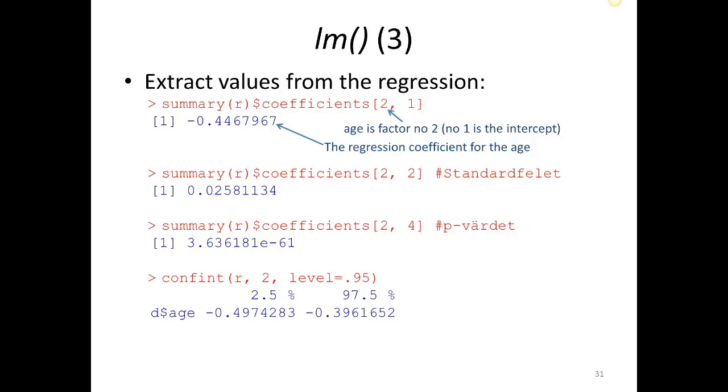If you want the confidence intervals, you need to write confint, and then which object, R, where we have put our regression, and then 2 for the second line. And then we also tell the level that we want, a 95% confidence interval. And then we get $age, and we get the lower confidence limit and the higher.